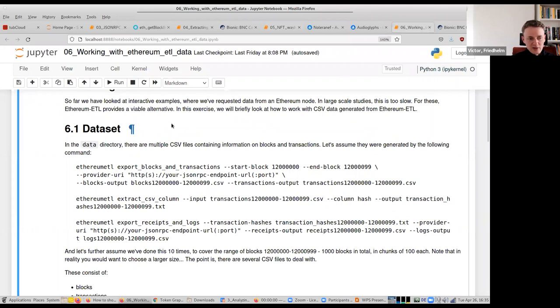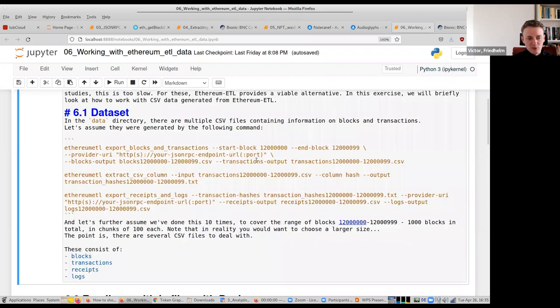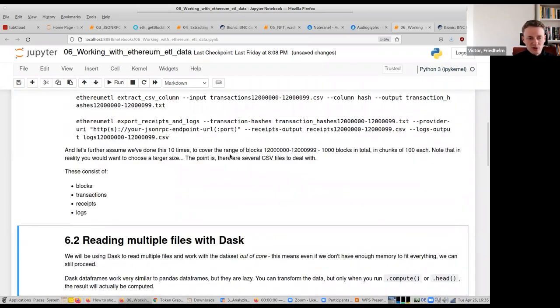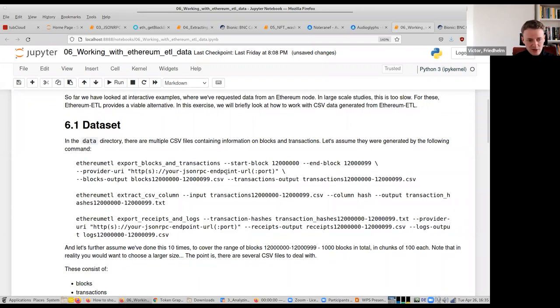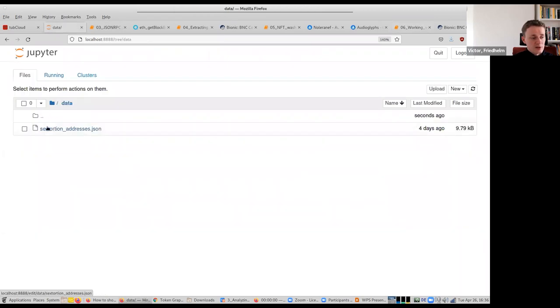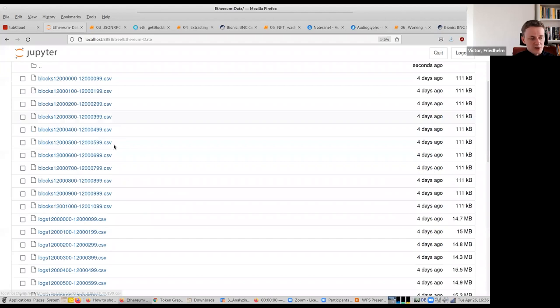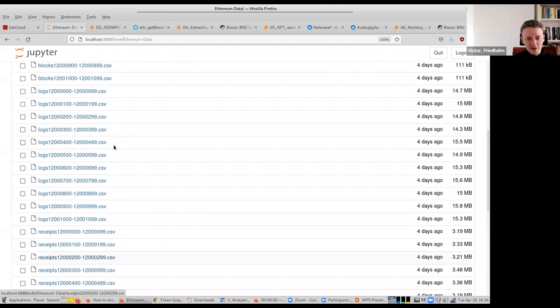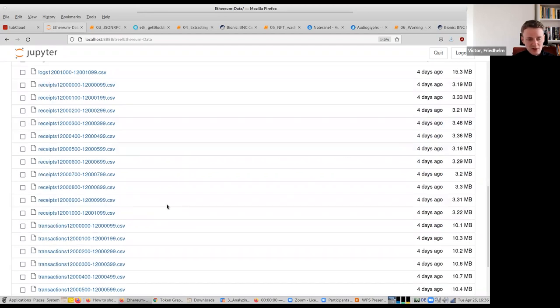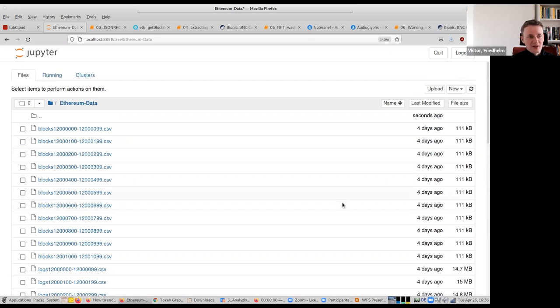In the repository, I've added a data directory where you can see outputs of these commands here, with some endpoint, where you can also use the Moralis endpoint if you like. Extract some blocks, transactions, and then also receipts and logs. Let's assume we've done this 10 times, meaning we have lots of CSV files. In this case, they're all pretty small, but in reality, you can imagine maybe each file is a gigabyte or more. And then if you wanted to run some analysis, it might get tricky.